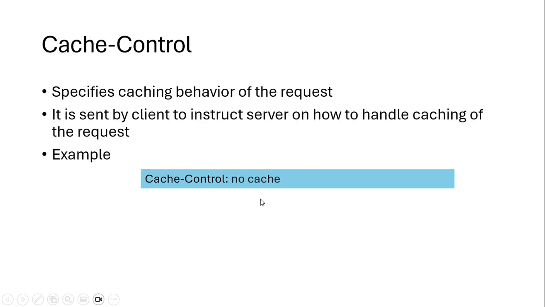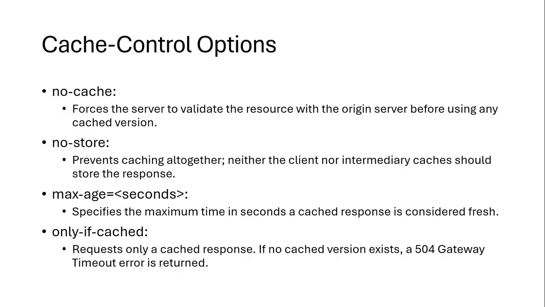Okay, cache control specifies the caching behavior of the request. It is sent by the client to instruct the server on how to handle the caching of the request. Okay, this is one example of no cache. So there are different cache control options here.